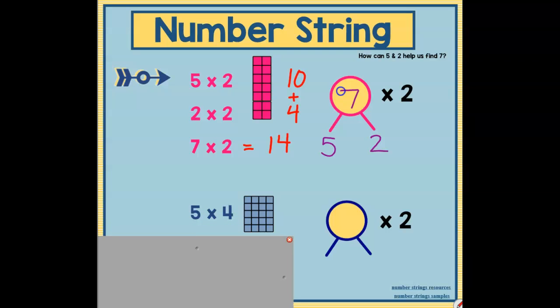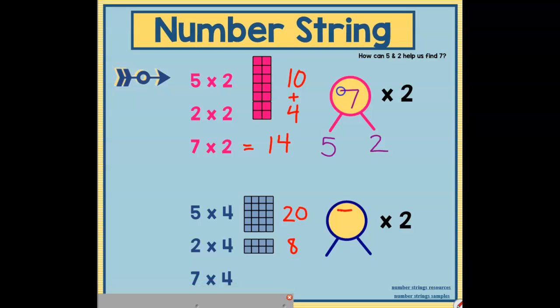So if I think of 5 times 4, I know my 5s, and I know my 5 times 4 would give me 20. 2 times 4, we've talked about our 2s, we would have 8. So that could help me think about 7.